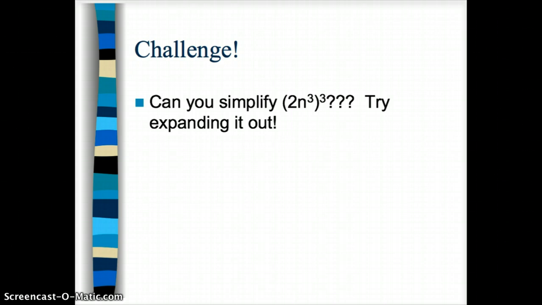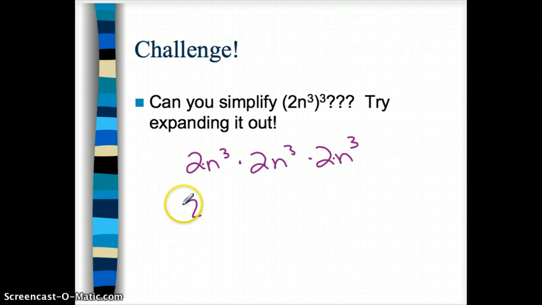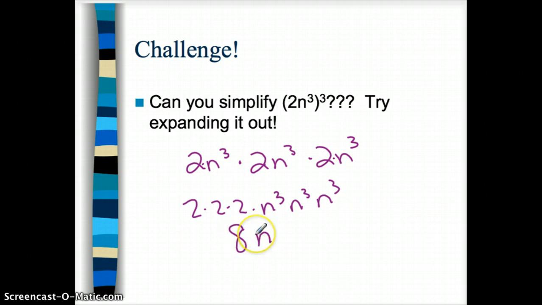So 2n to the third, to the third, means 2n to the third, times 2n to the third, times 2n to the third. And remember how we talked about order doesn't matter. This is all just multiplying. So if I want, I can multiply 2 by 2 by 2 together, and I can multiply n to the third times n to the third times n to the third together. So 2 times 2 times 2 is 8, and this is n to the 9th.